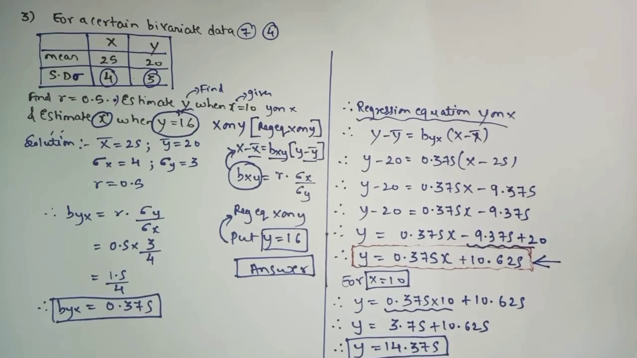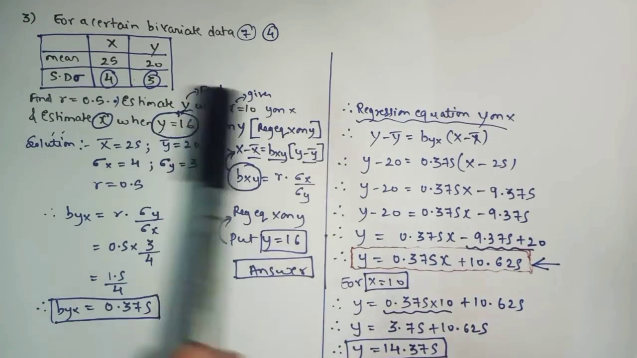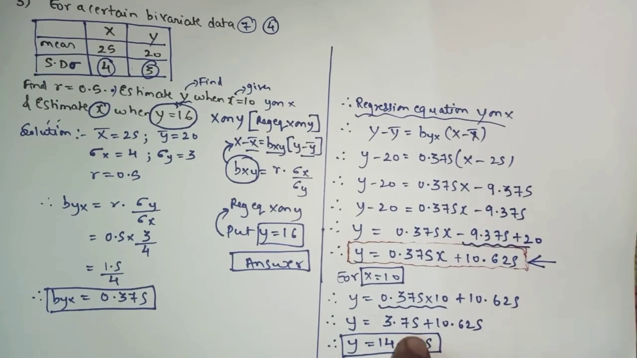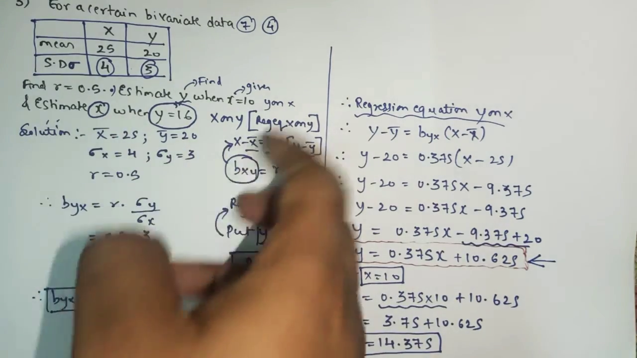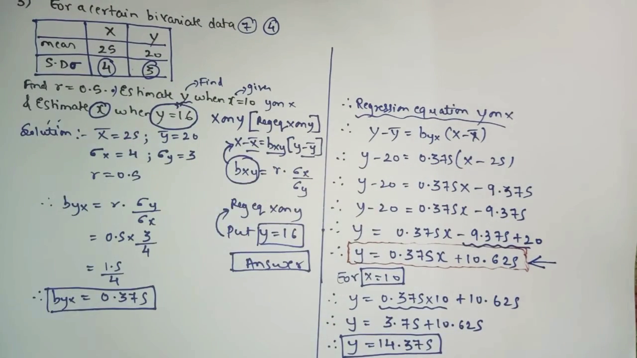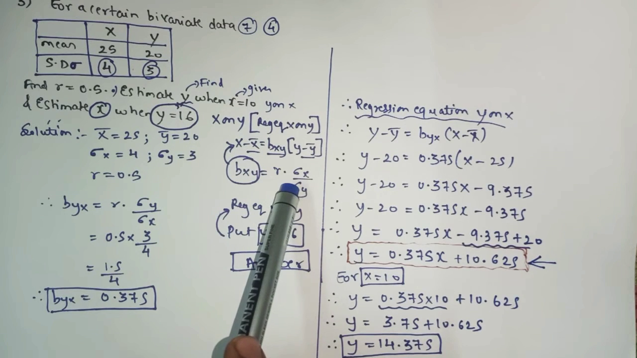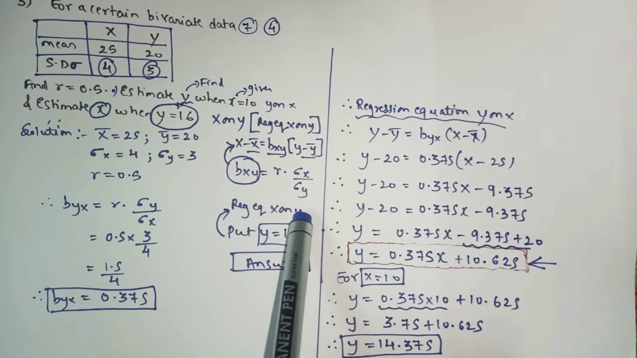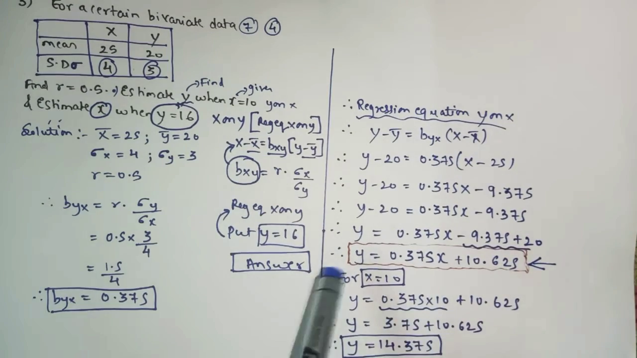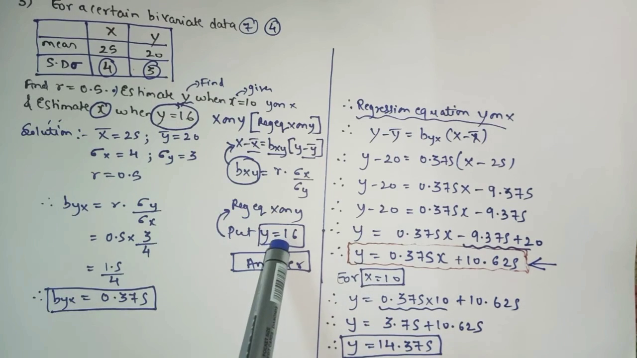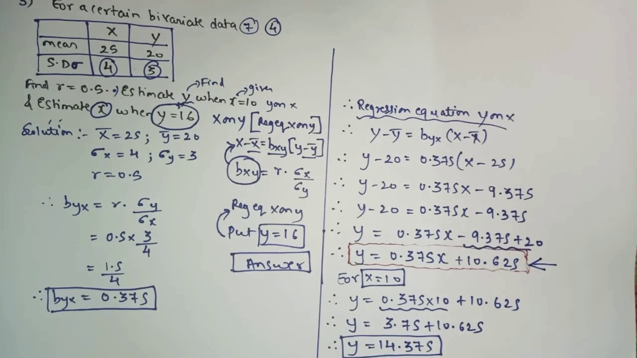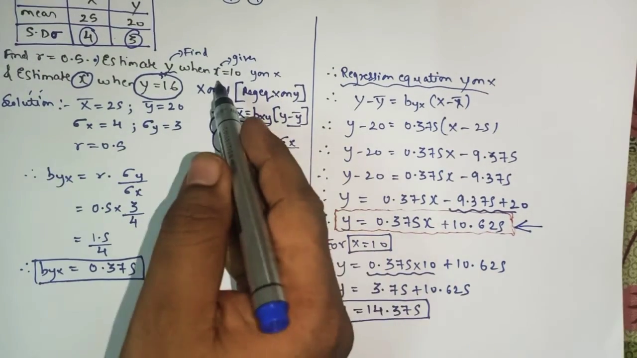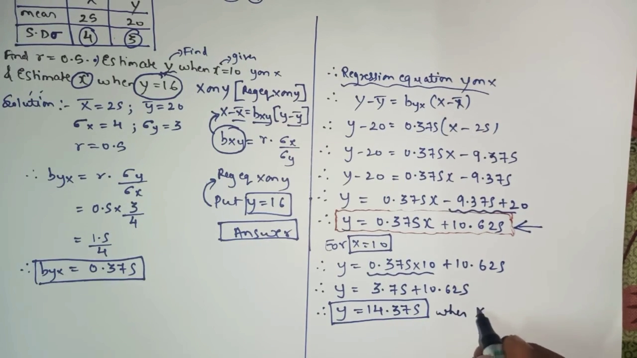I hope you can try the second part by yourself. Same as I did in the first one for the first part, y on x, the same concept you have to apply for the second one. So here first you will find bxy using this formula. Substitute the values in the equation. You will get the regression equation x on y like this. Then you will put the value of y equals 16 to get this answer. Understood? So here we got the value of x as 14.375 when y was 10.